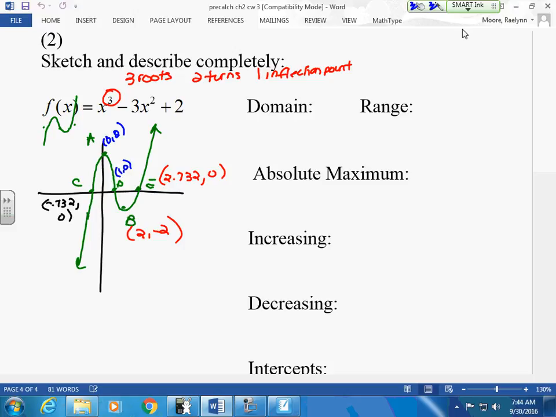So let's talk domain for right now. What's the domain for this guy? Do you see any errors on your table? No. So what would our domain be? Our real numbers. Because this is an odd function, or an odd exponent rather, your domain is all real numbers, and so is your range. So your range is all real numbers.